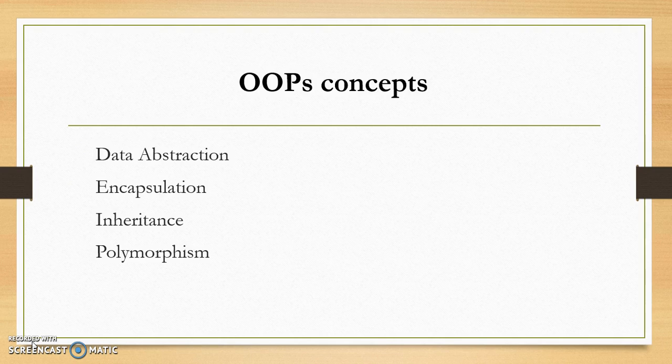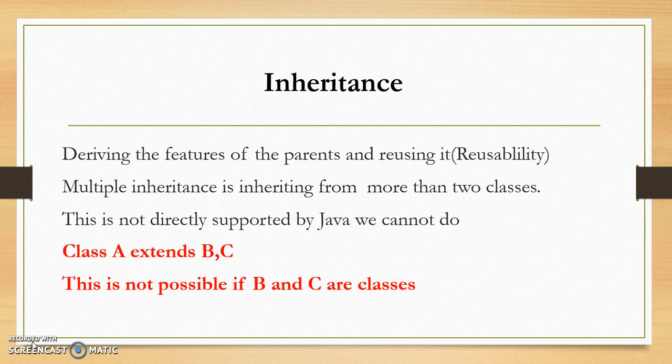OOPS concept. A language is said to be an object-oriented programming language if it supports the basic concepts of OOPS, that is data abstraction, encapsulation, inheritance and polymorphism. Inheritance. Here we are going to see only about inheritance because interface comes under inheritance. Inheritance is deriving the features of the parent class in the child class and reusing it. It is mainly introduced for reusability.